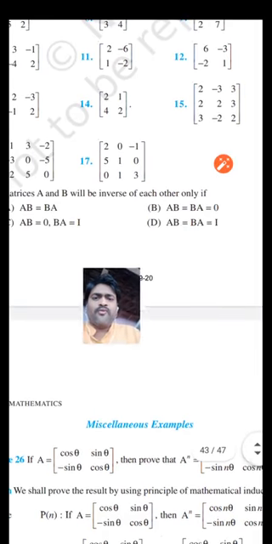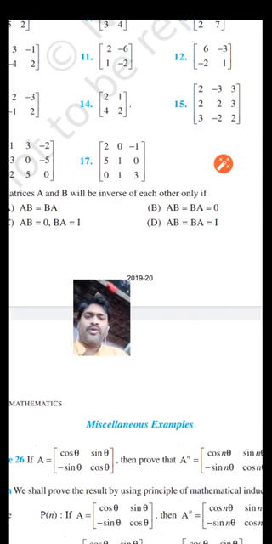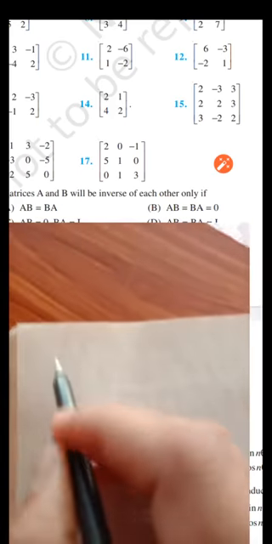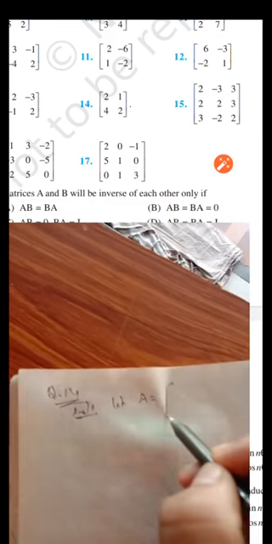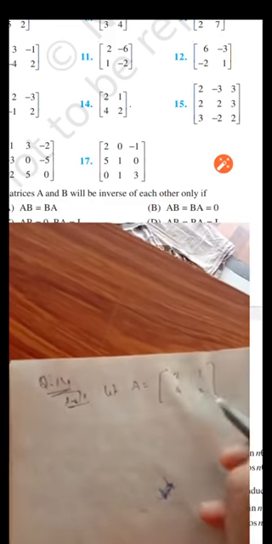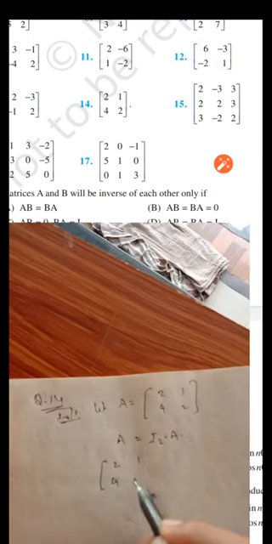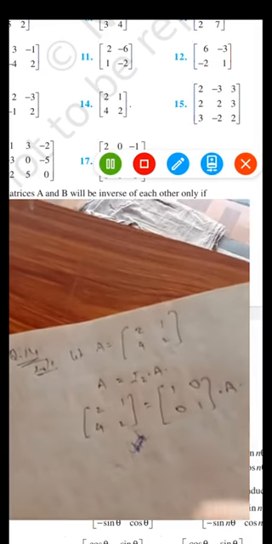So question number 14. What is question number 14? The given matrix is 2 1 4 2. Question number 14, solution I am taking. Let the given matrix A be equal to 2 1 4 2. So we know that we can write any matrix as a product of the identity matrix I2 into A. So on the left side 2 1 4 2, and on the right side instead of the identity matrix we can write 1 0 0 1 into A. So now we will solve the question.